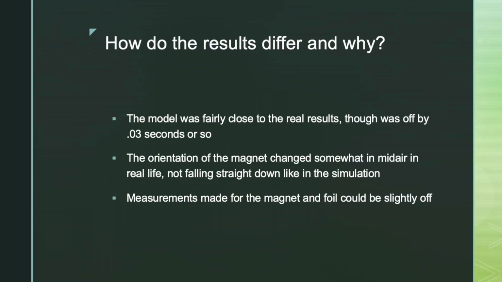Now let's ask, how do the results from our experiment differ from the model, and what is the reason for this? The model was actually fairly close to the real results, though it was off by about 0.03 seconds or so. One of the causes could potentially be that the orientation of the magnet changed somewhat in midair in real life, so it's not going to fall straight down on axis the whole way.